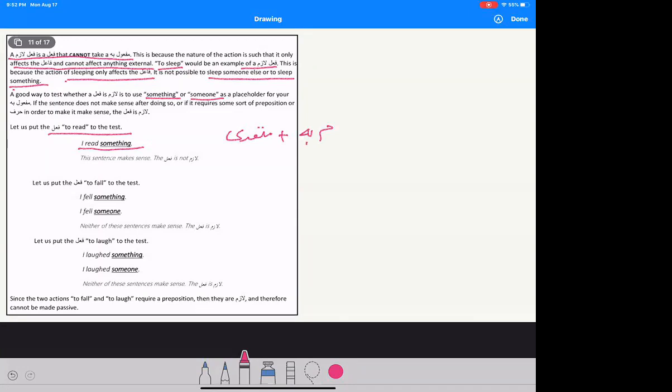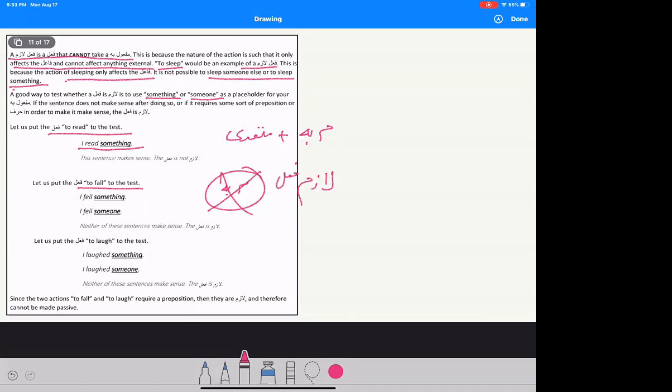Now we have another fail, to fall. Fall means to fall down, right? So I fell something or I fell someone. That doesn't make sense. I fell someone or something. So that means this fail is not going to take maf'ulun bihi. So that means it is the lazim form. This is a lazim verb, lazim fail.